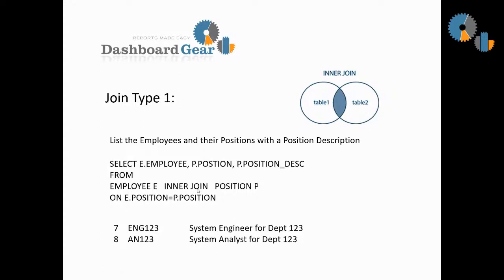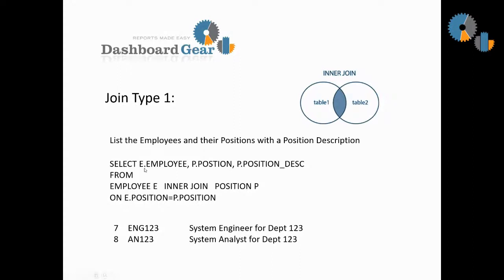Now, in this SQL statement, I added a few things that we didn't cover last week. The first is, you'll notice I'm doing a select and I'm listing the fields. The first thing that's a little bit unique from what we covered last week is you'll see an E dot employee and a P dot position. That portion in front of the field name is called an alias. And what it is doing is referencing which table I'm pulling the field from.